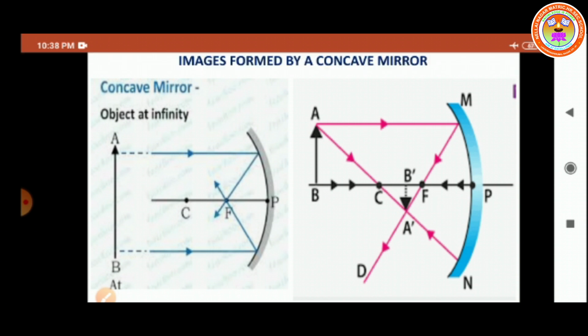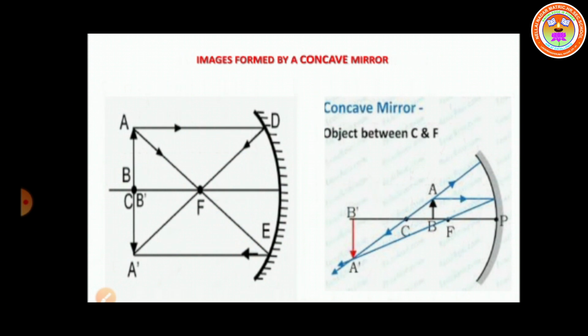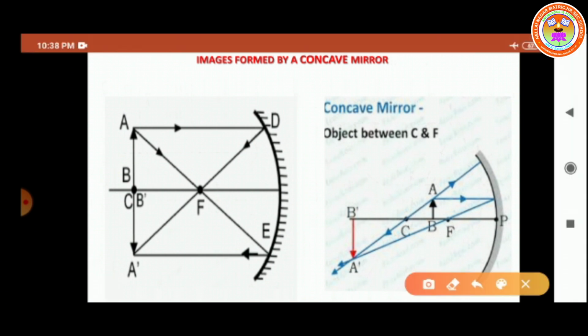Okay. So next we have to move on to the case where the object is located at the center of curvature. So this is taken as the object.